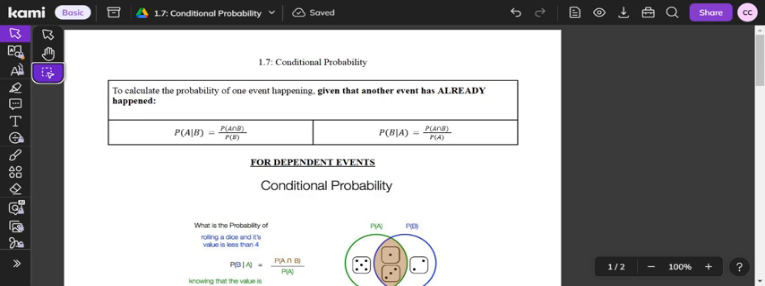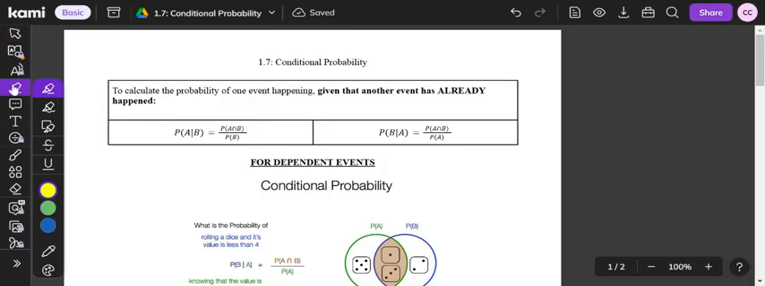All right, this lesson is all about conditional probability. You guys have been working with probability before. This is a very special kind of probability. It is the probability of one event happening given that another event has already happened.